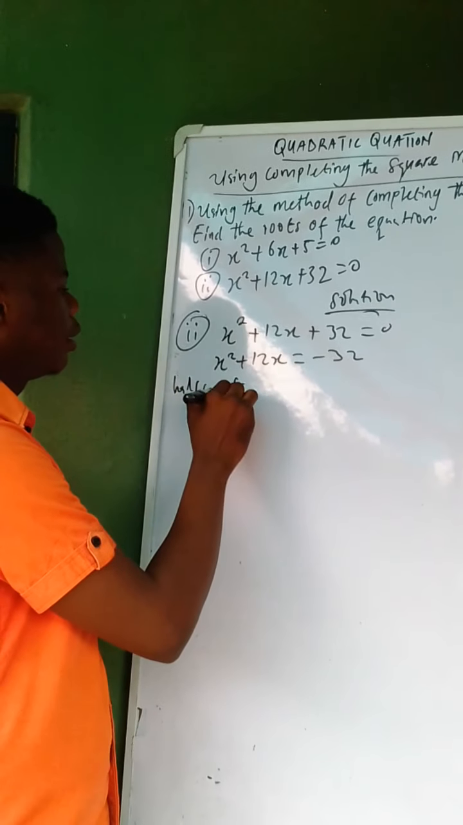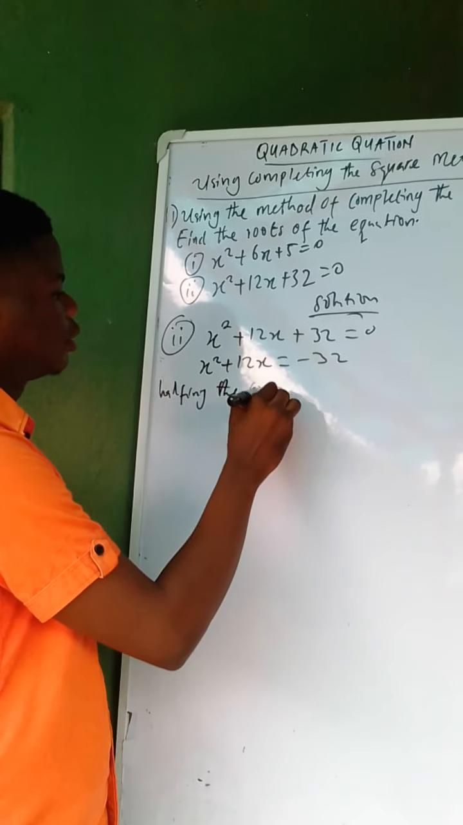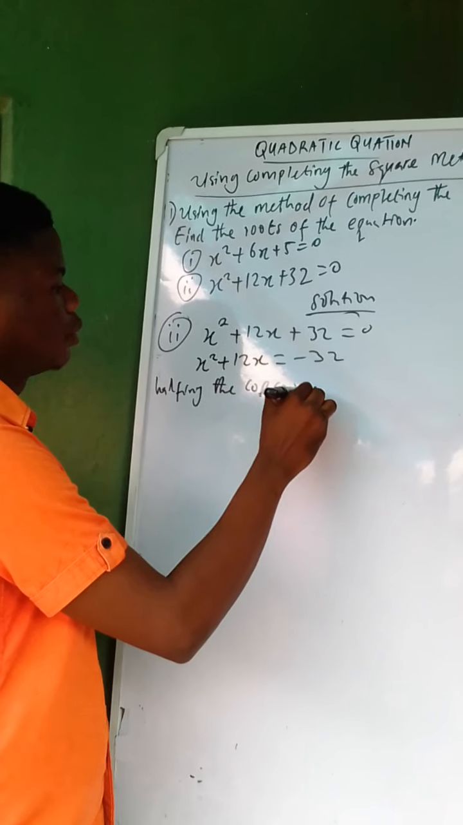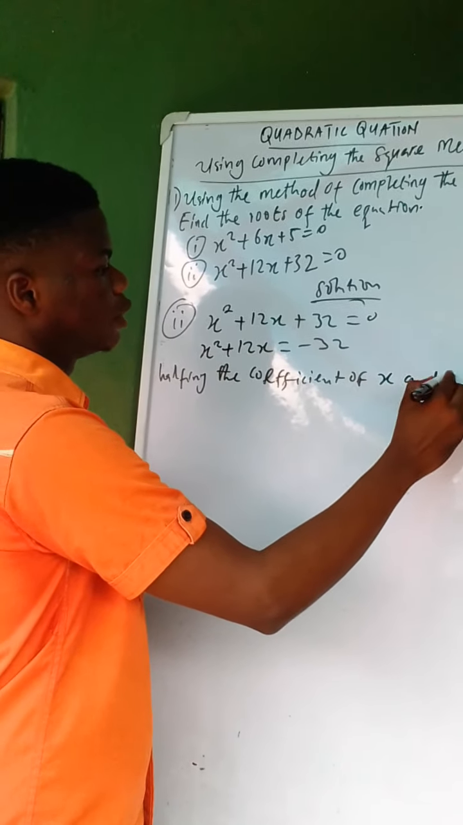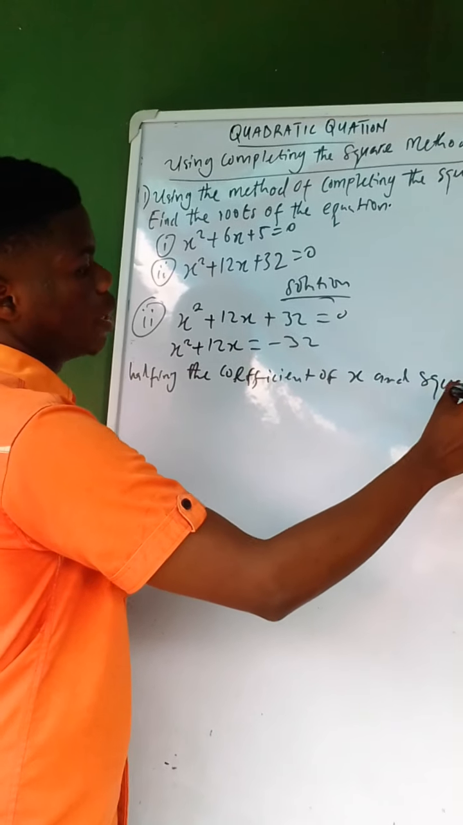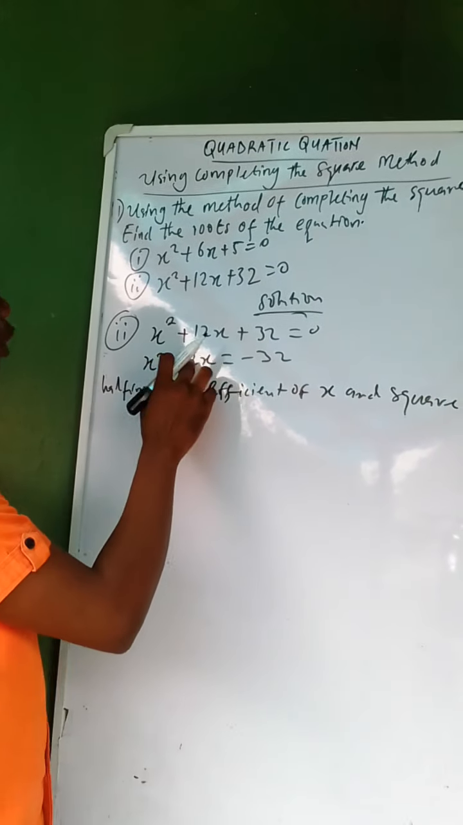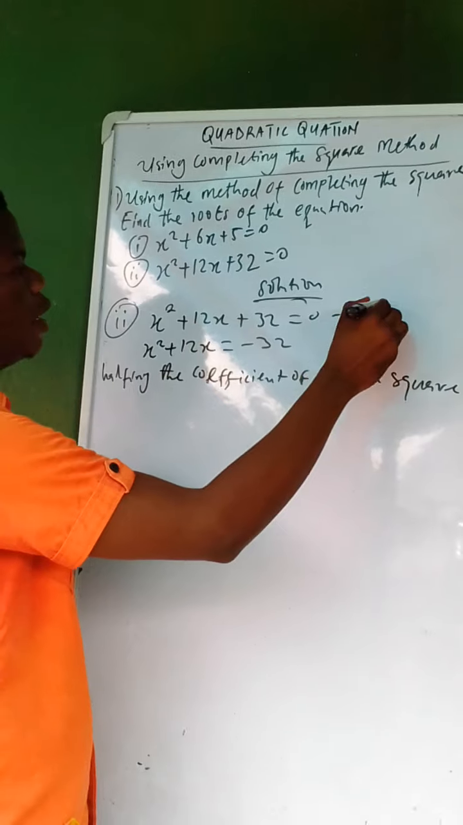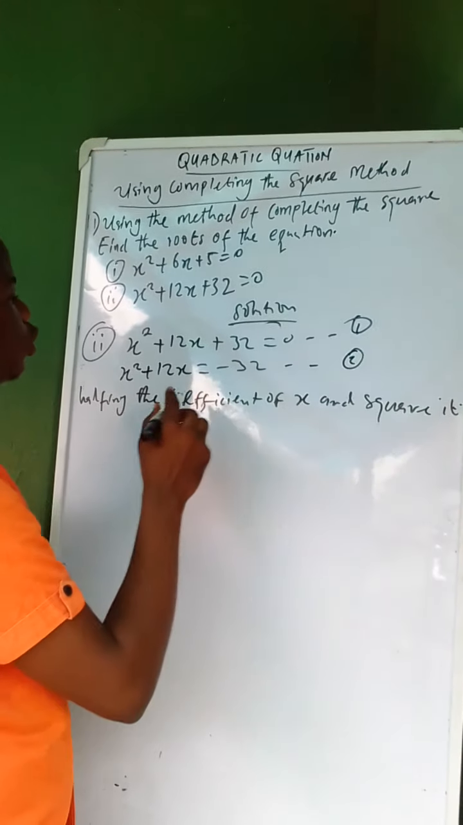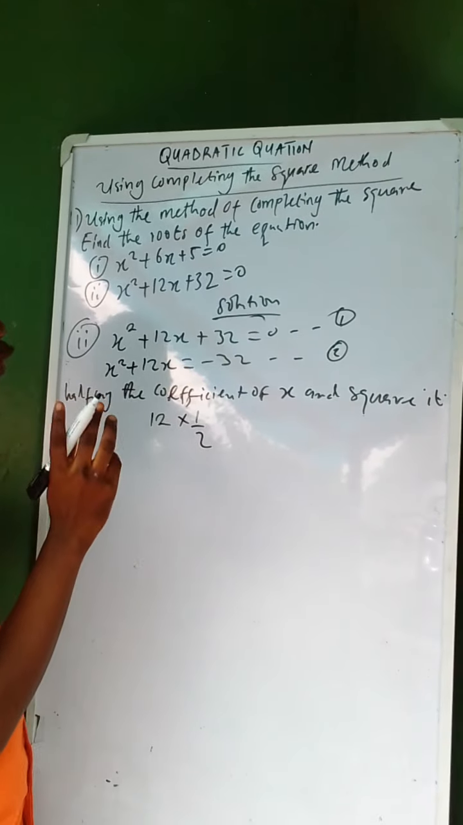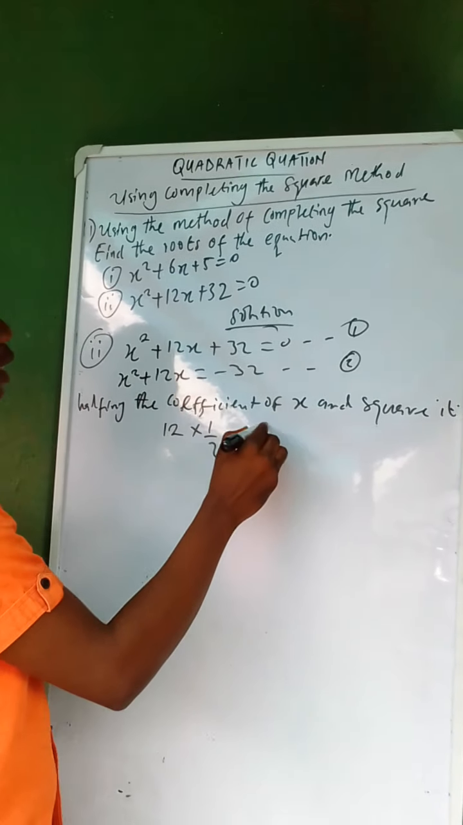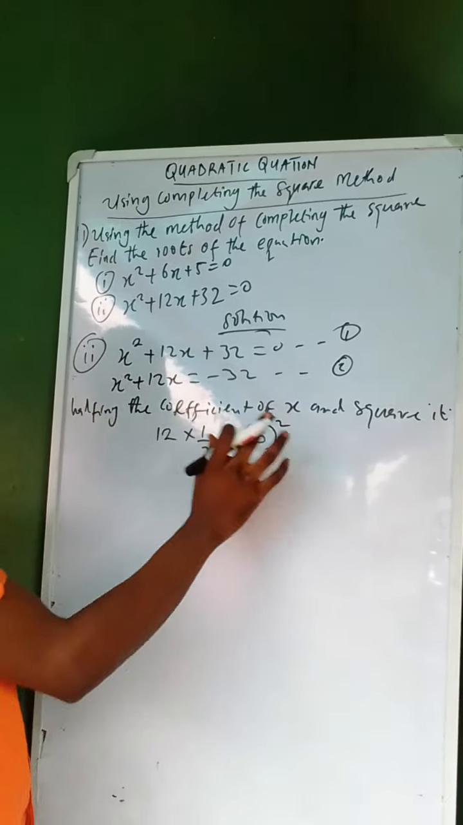Halving the coefficient of x and squaring it. So if I have the coefficient of x, I call this one equation 1, I call this my equation 2. Coefficient of x there is what? 12, and I half it, I multiply by 2 when I want to half. And the half is what? 6, and I want to square it. I leave it this way.